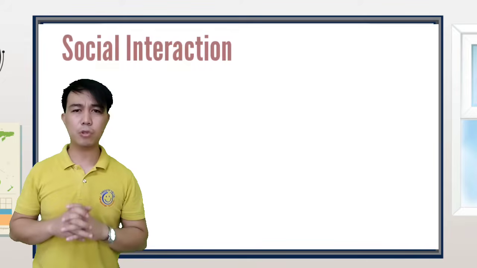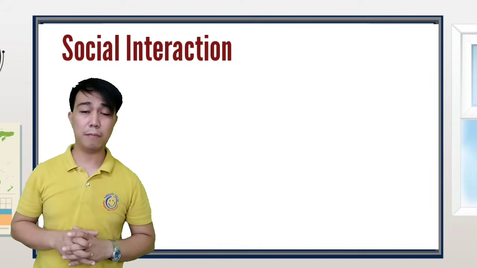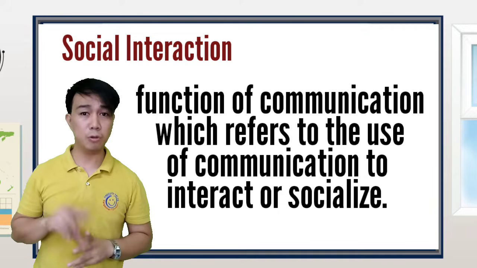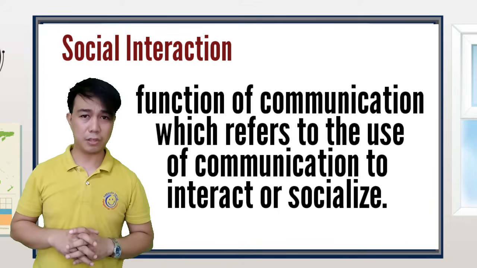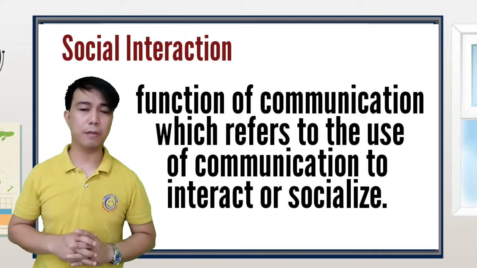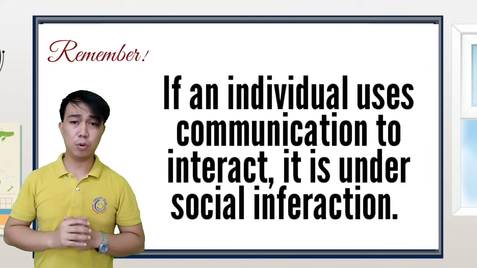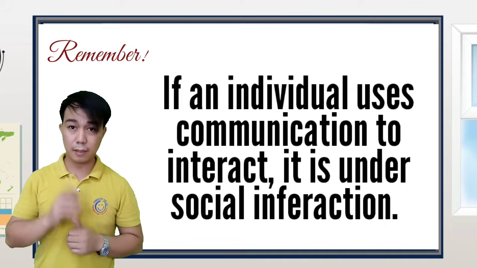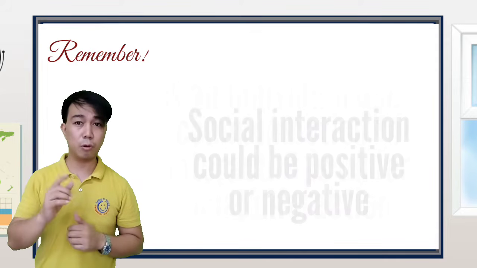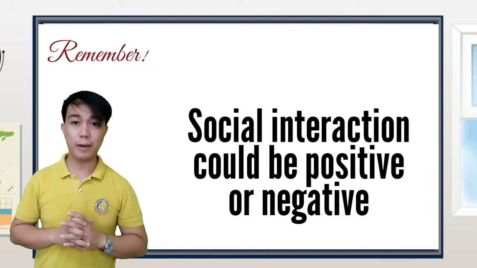Second is the social interaction. This function of communication refers to the use of communication to interact or socialize with other people. And here are the basic forms of social interaction. We have invitations, greetings, appreciations, encouragement, marriage proposals, and the like. Take note that if an individual uses communication to interact, it is under social interaction. Now, social interaction could be positive or negative.